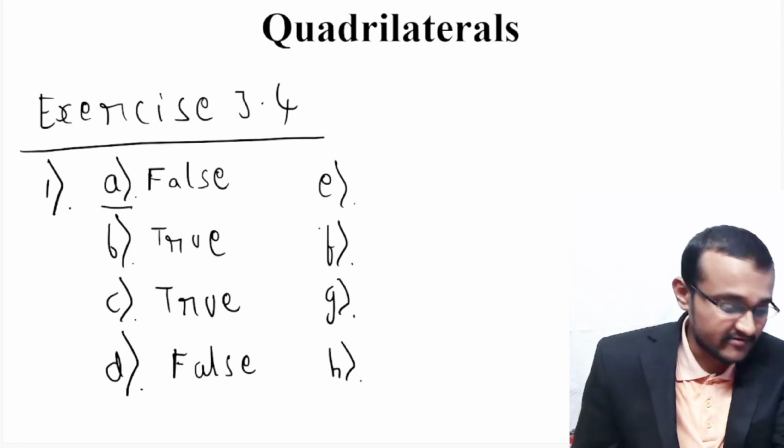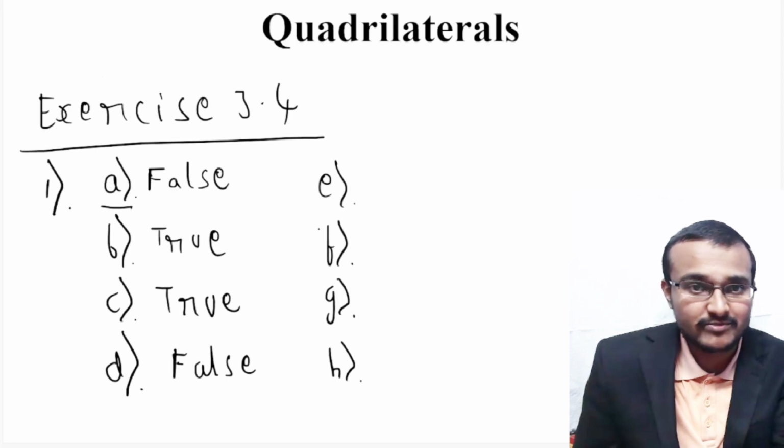Coming to the E question, they have given all kites are rhombuses. No, sometimes kites cannot be rhombuses.